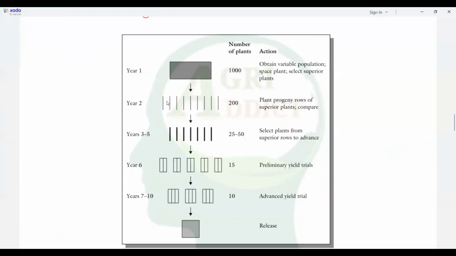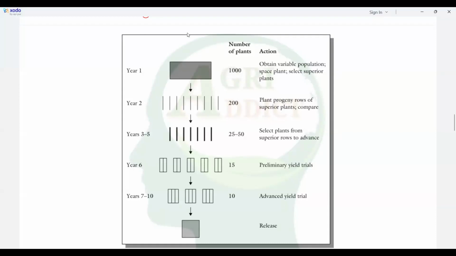Again, you will select the plants which are superior, you will forward them. Ultimately you will select a very few plants, and then you will try to produce more and more seeds, right? Upon continuous selfing, you will fix the genotype of that plant. And if that plant is performing well compared to the other checks or varieties in a region, you will release it as a new variety, right?